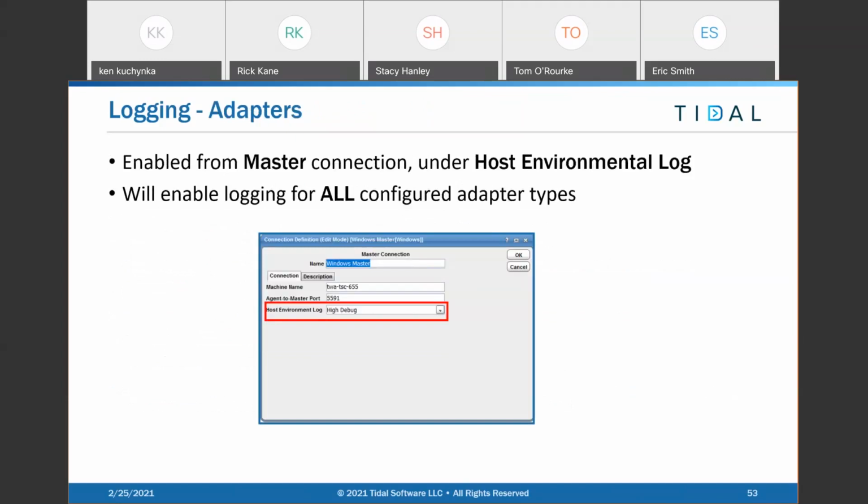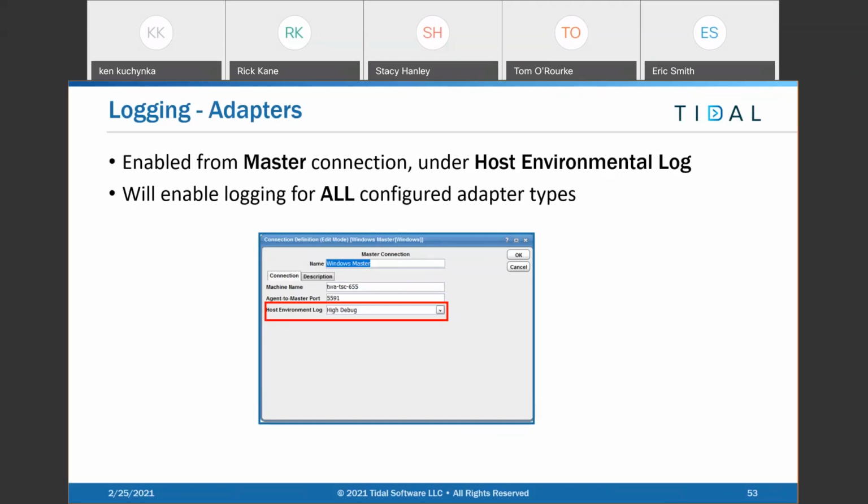While we're talking about logging, I did want to mention one thing here. There's additional logging that you can actually enable for the adapters. To increase logging levels for the adapters, all you want to do is open up your master connection and select the drop down beside the host environmental log. Keep in mind, though, that this will enable logging for all configured adapter types, meaning that even if you're just troubleshooting, say, an SAP connection, however, you have an SAP business objects, a JDBC adapter, and maybe an IICS adapter, it's going to enable high debug across all of those adapters. So you just might want to keep that in mind. It's not specific to any one adapter.